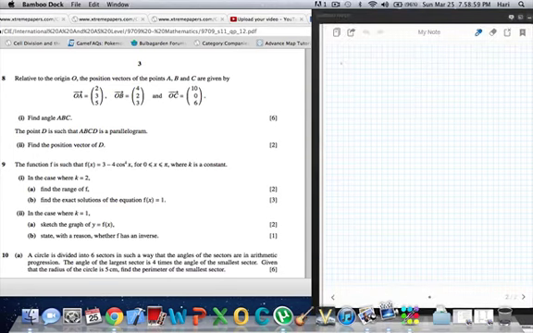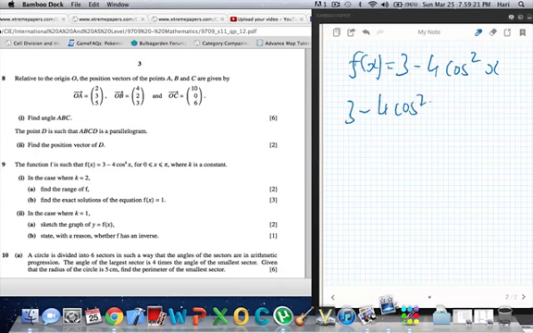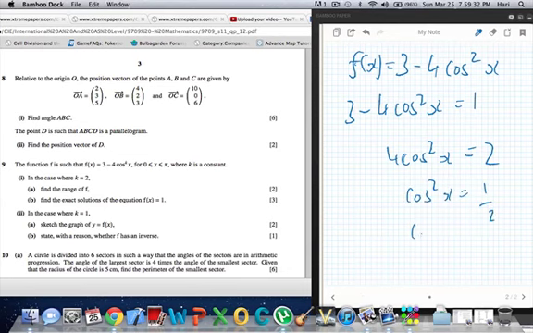So the next part of the question says, find the exact solutions of the equation f of x is equal to 1. Now in this case, our k is still equal to 2. So our f of x is still 3 minus 4 cos squared x. And since f of x has to equal 1, our 3 minus 4 cos squared x has to equal 1. Therefore, 4 cos squared x, this is a regular algebraic equation, is equal to 2. Cos squared x is equal to half. Cos x is equal to root of half, which is root 2 by 2.